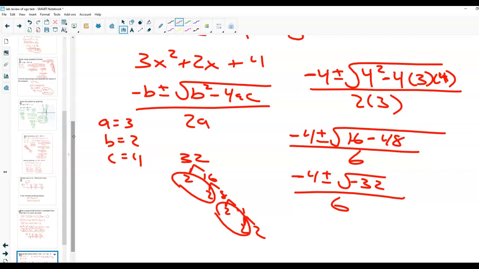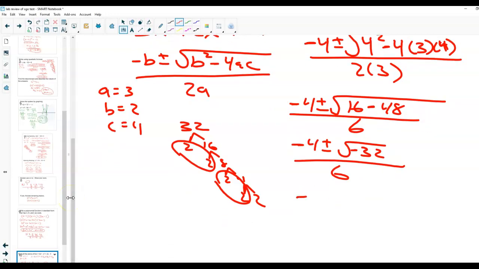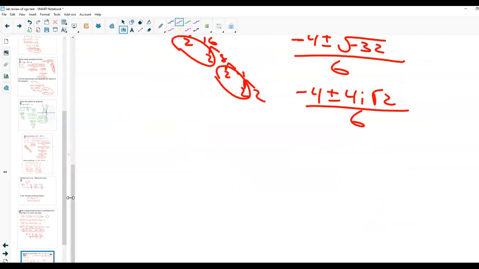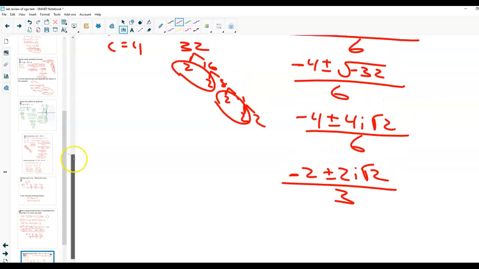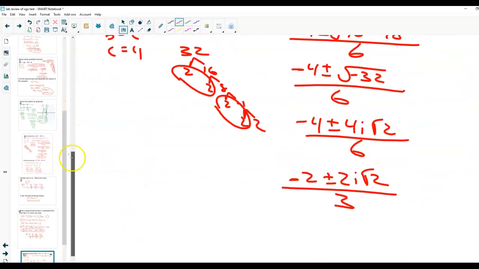So this becomes negative 4 plus or minus 4i root 2 over 6. You can leave it like that, or we can reduce it to negative 2 plus or minus 2i root 2 over 3. And then don't forget your other 0, as we already circled up there, is our 1. So these are the 3 zeros.